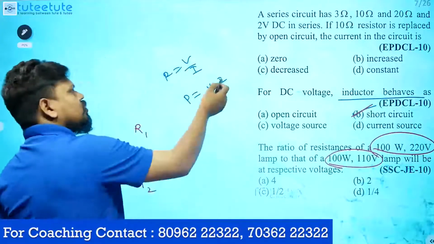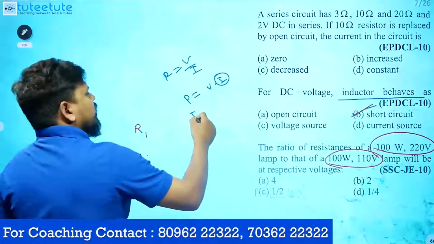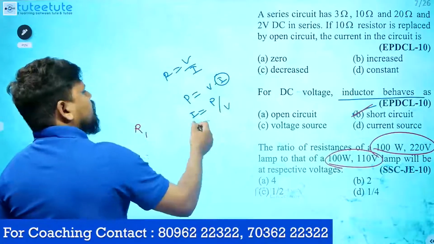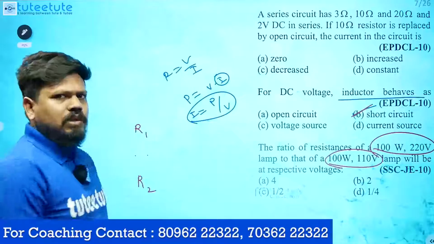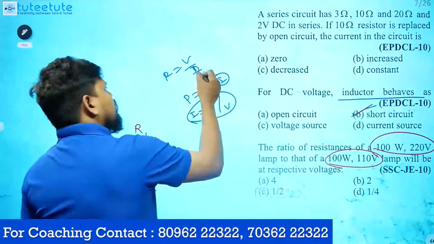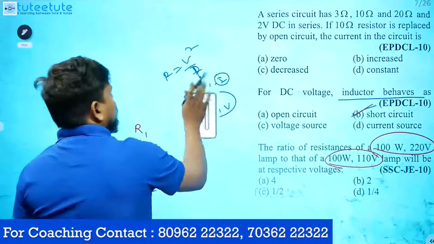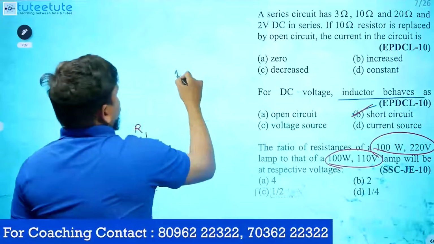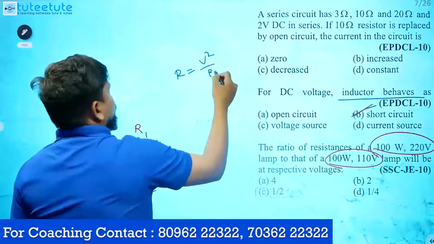So instead of this, we don't have I, right? I will give P by V. Wherever I is there, I will just replace it with P by V. So P divided by V means V square by P, that's it. So resistance R equals V square by P.